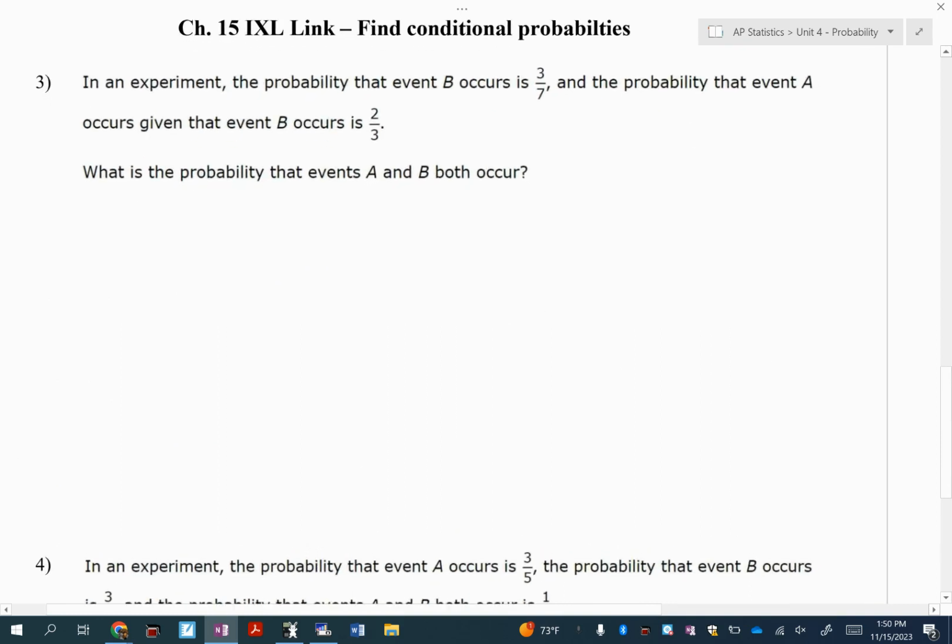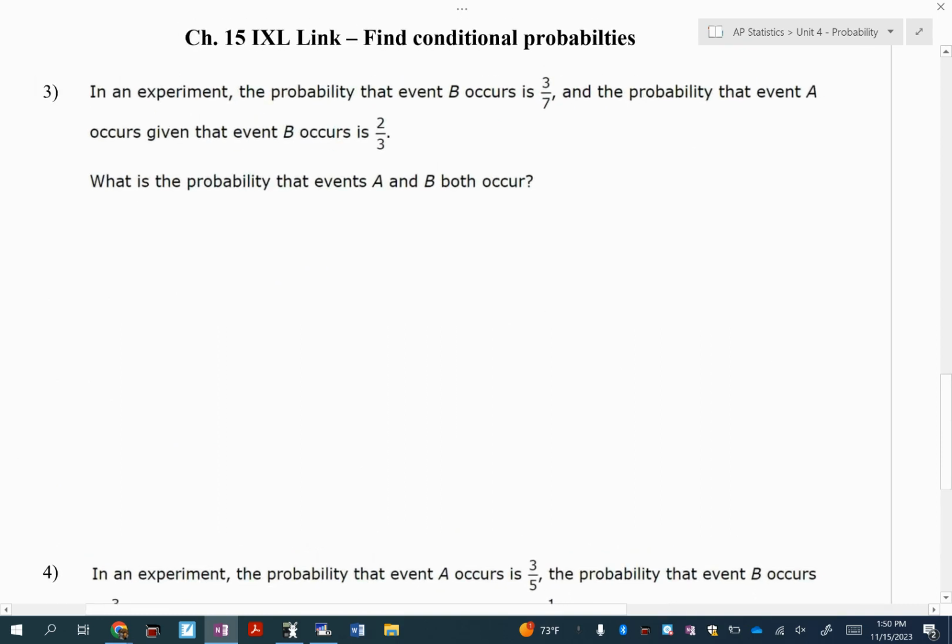Let's do number 3. Number 3. It's going to feel similar, but notice there's no table, right? It just gives us fractions. It says, what is the probability that events A and B both occur?